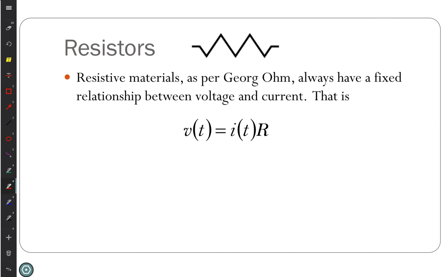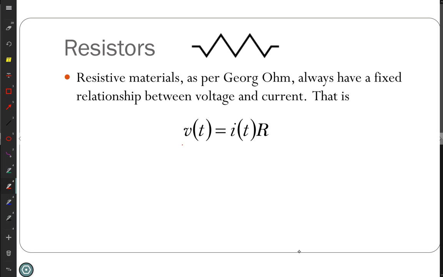Resistors: Georg Ohm gave us a nice relationship between voltage and current in a resistor. That is, the voltage is linearly proportional to the current, v equals iR. I have a lowercase v and a lowercase i in this equation simply because now we're going to be looking at things that vary in time, and by convention you use a lowercase if it's varying and an uppercase if it's constant. Now I said that's by convention. It's not a strongly followed convention.